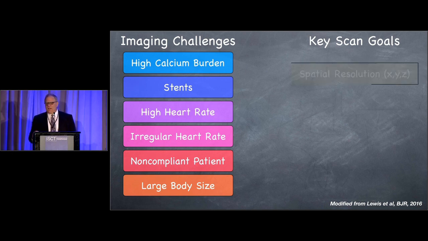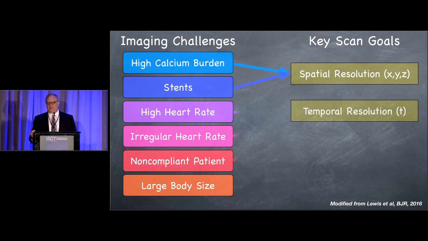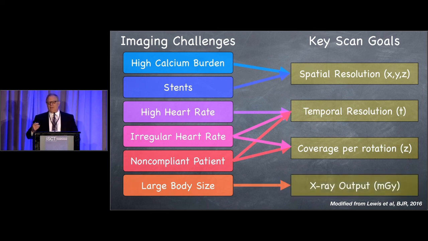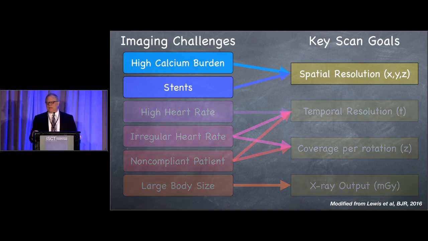And if we ask the question of what are the scan goals that we might look to address these, high spatial resolution would help with stents and calcium burden. High temporal resolution is what we're going to need for this group of patients. A high degree of coverage per rotation and high X-ray tube output. These are key properties of our scanning systems and the acquisitions that we're going to create, and you can see the alignment in addressing some of these, and I'd like to take them one at a time.